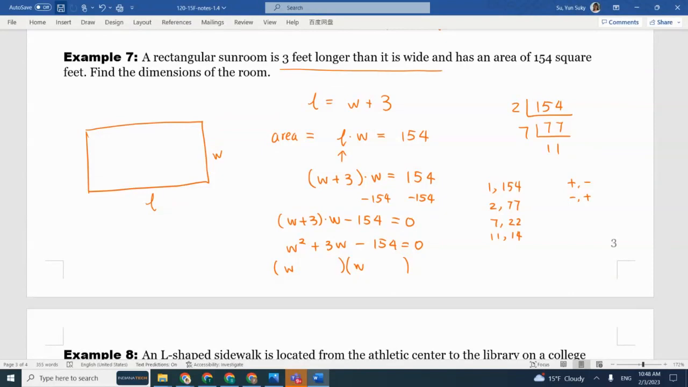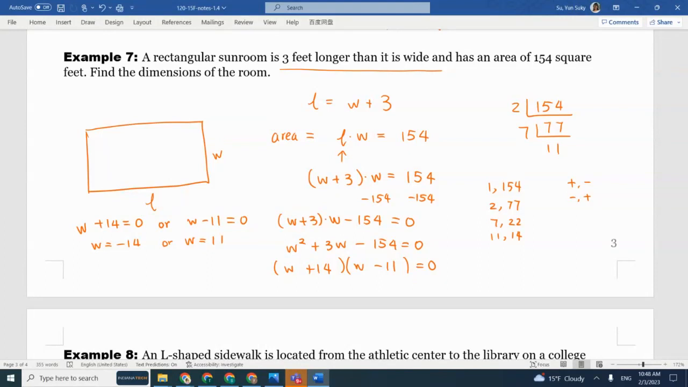So 14. And this is positive 3. So that's why we need positive 14 and negative 11. Okay, everybody? If this were negative, then you would need negative 14 and positive 11. So positive 14, negative 11. Therefore, W plus 14 is 0, or W minus 11 is 0. So W equals negative 14, or W equals 11.